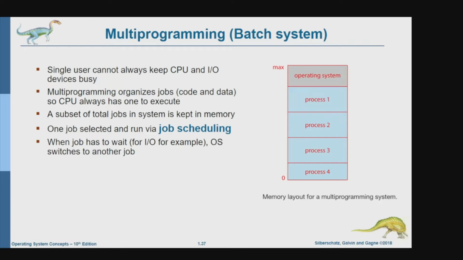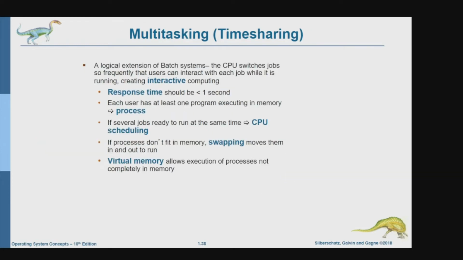When a job has to wait for input or output, for example waiting for your input, the OS will switch to another job, so it will process another job. Multitasking or timesharing is a logical extension of the batch system. The CPU switches jobs so frequently that the user can interact with each job while it is running, creating interactive computing.